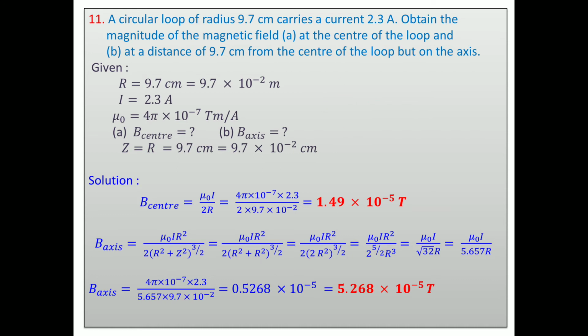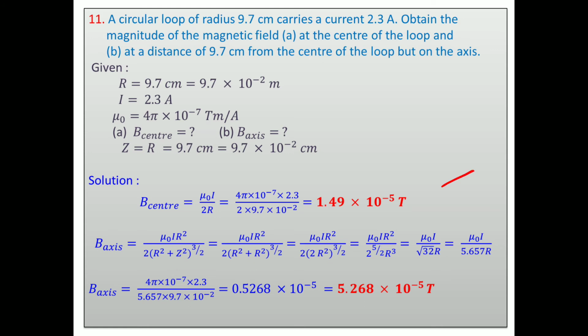We have to calculate magnetic induction at the center first. The magnetic field at the center is mu naught I upon 2R. Mu naught is 4 pi into 10 raised to minus 7, into 2.3 upon 2 into 9.7 into 10 raised to minus 2. After calculation, we get 1.49, or nearly 1.5 into 10 raised to minus 5 Tesla.